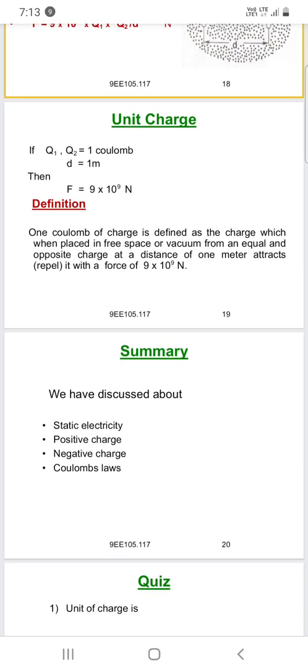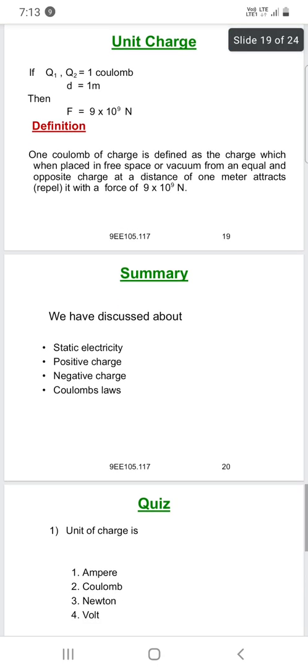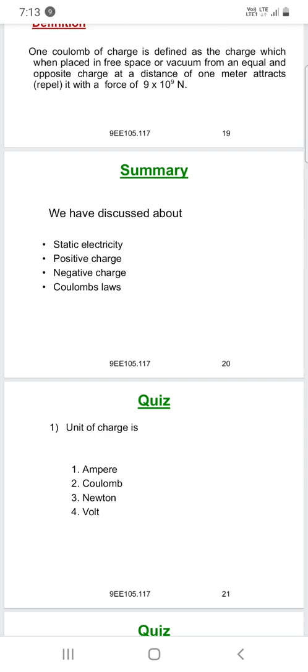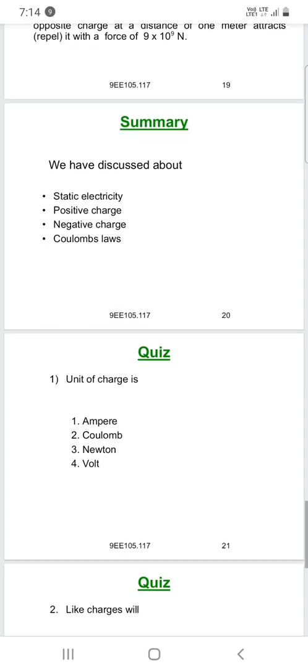And what is a positive charge? A positive charge is when the number of electrons of the object is less than the number of protons, and it is called the positive charge of the object. If the number of electrons of the object is more than the number of protons, it is called a negative charge.